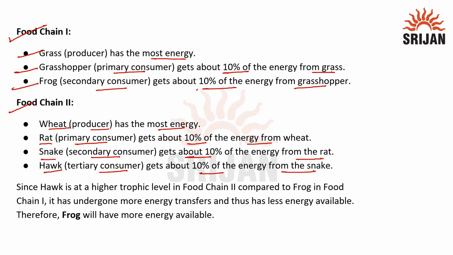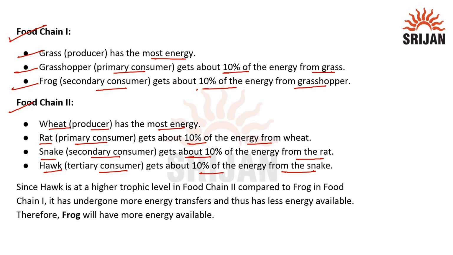the snake. So we can see that in food chain 1, grass is at the first trophic level, grasshopper at the second trophic level, and frog is at the third trophic level. Whereas in food chain 2, wheat is at the first trophic level, rat is at the second, snake is at the third, and hawk is at the fourth trophic level.